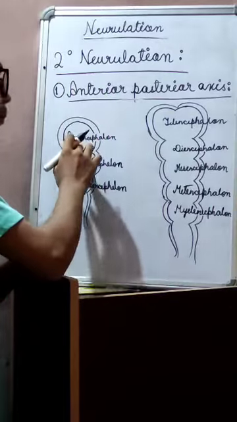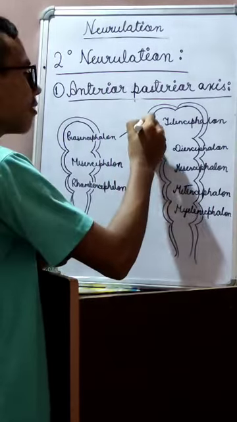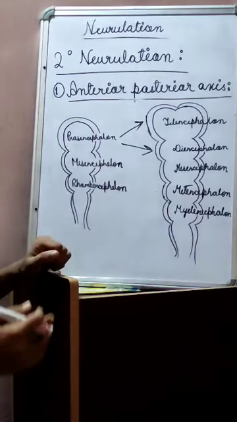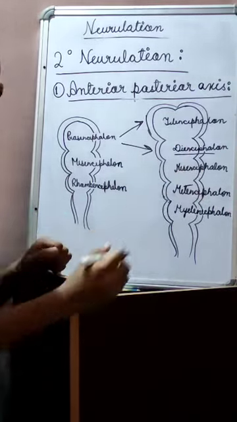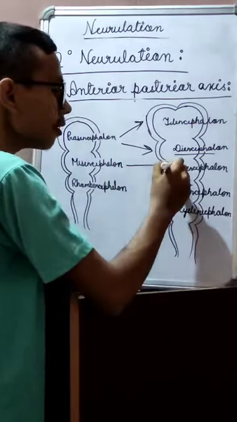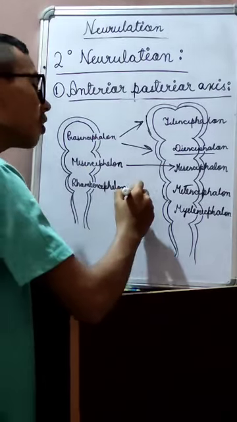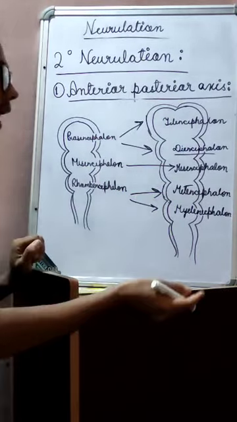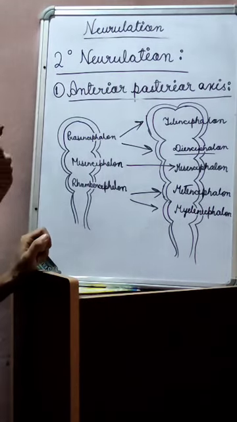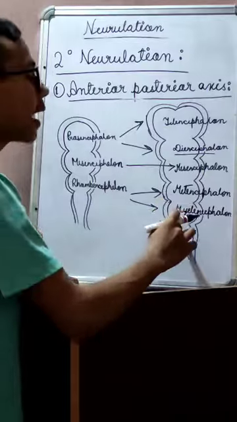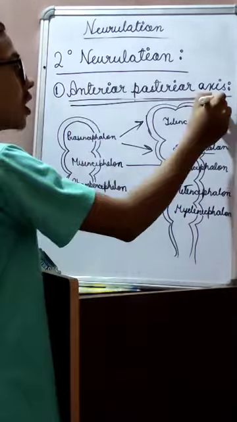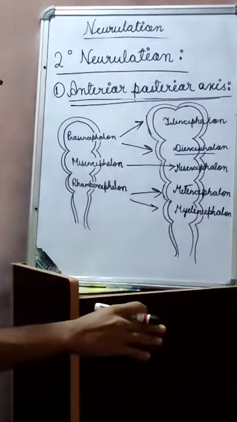Later, this prosencephalon divides into two parts, telencephalon and diencephalon. The telencephalon becomes the cerebral hemispheres, and the diencephalon becomes the hypothalamic and thalamic region. Mesencephalon remains undivided, and rhombencephalon divides into two parts, metencephalon and myelencephalon. The metencephalon becomes pons and cerebellum, and the myelencephalon becomes medulla oblongata. That means from this anterior posterior axis, brain parts are formed.